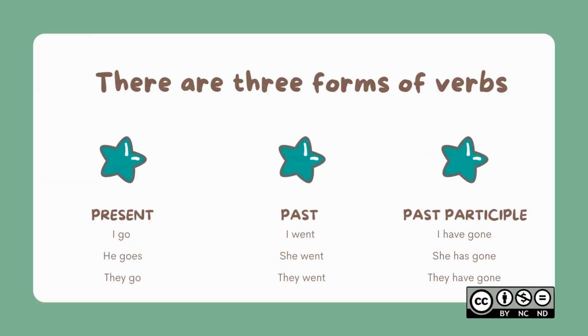There are three forms of verbs. You have present, past, and past participle. Don't worry about past participle. We're not going to use it in English too. We have to focus on present and past.